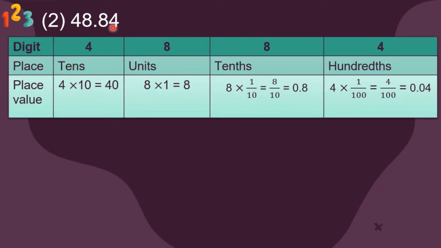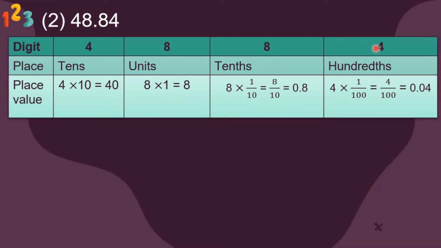Let us do one more example. We have the given decimal fraction 48.84. So in order to write the place value of the digits in this given decimal fraction, let's make a table. First we arrange all the digits in the given decimal fraction as you can see here in the table. So we have the digits 4, 8, 8 and 4.